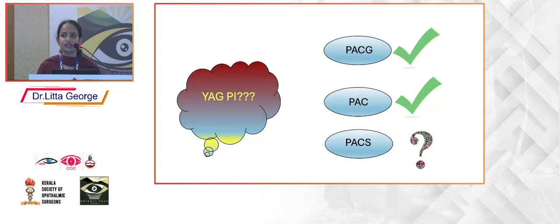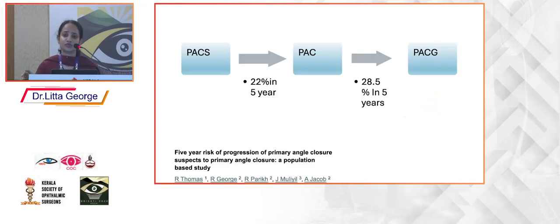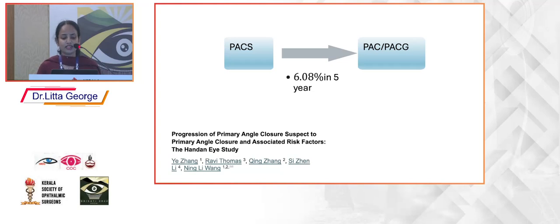So let's see the natural history of the disease. This is from the Vellore Eye Study, where they followed up the patients for 5 years, and they found that 22% of primary angle closure suspects get converted to primary angle closure, and 28.5% of primary angle closure gets converted to primary angle closure glaucoma. In the Handan Eye Study, they found that PACS conversion to PAC and PACG was 6%. So in the Asian literature, the incidence of PAC and PACG varies from 5 to 25%.